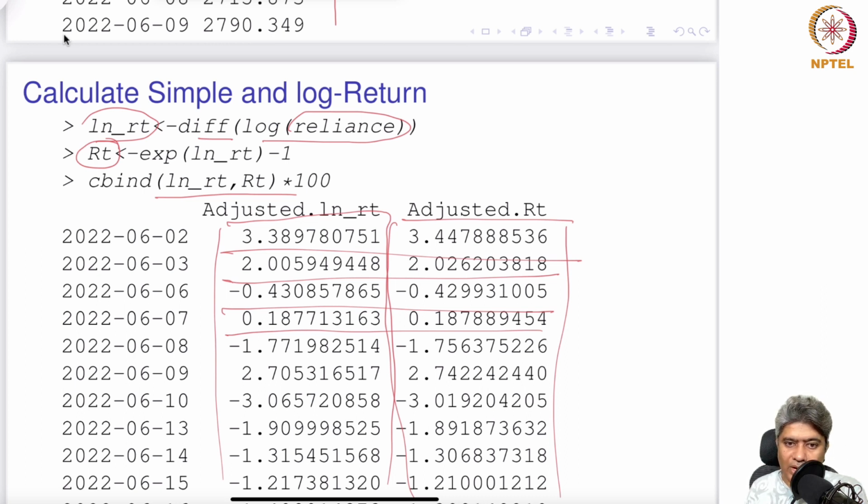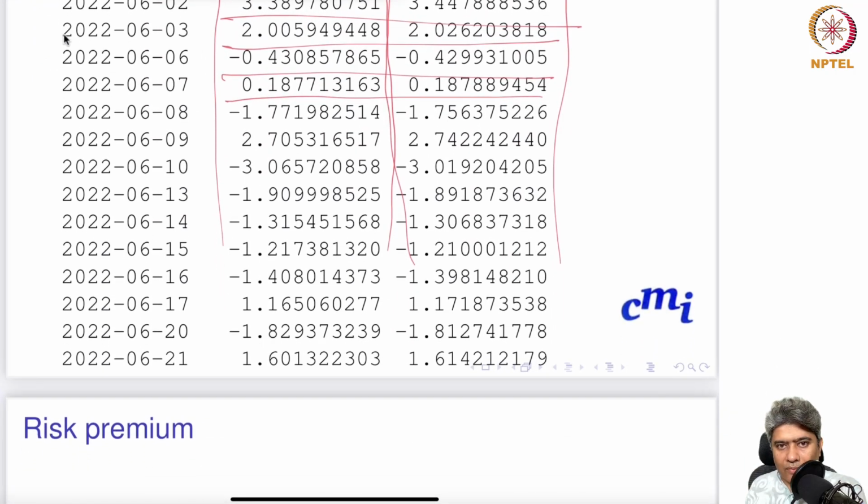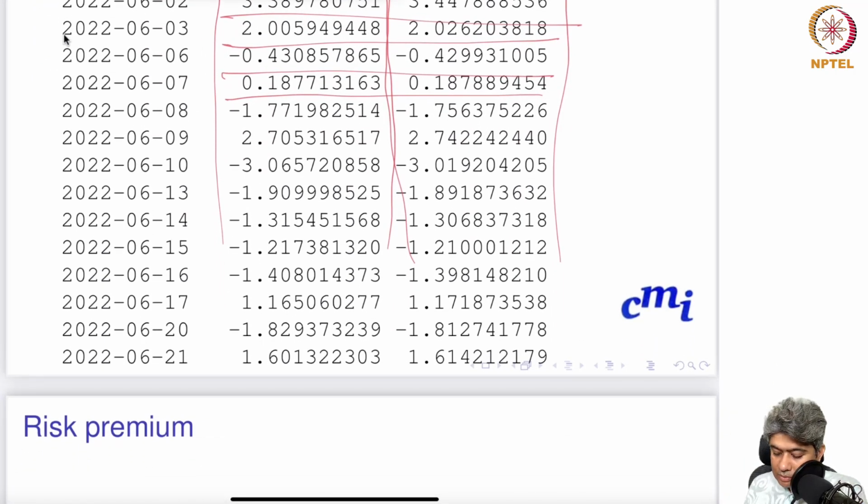The changes you will see are after 3 decimal places, or typically up to 2 decimal places. So there is a significant similarity between the log return and the simple return.